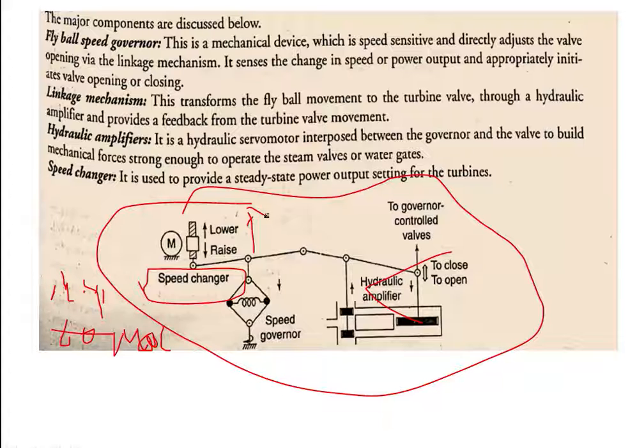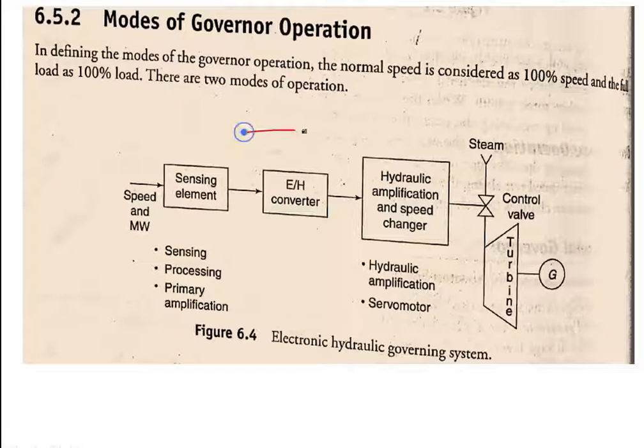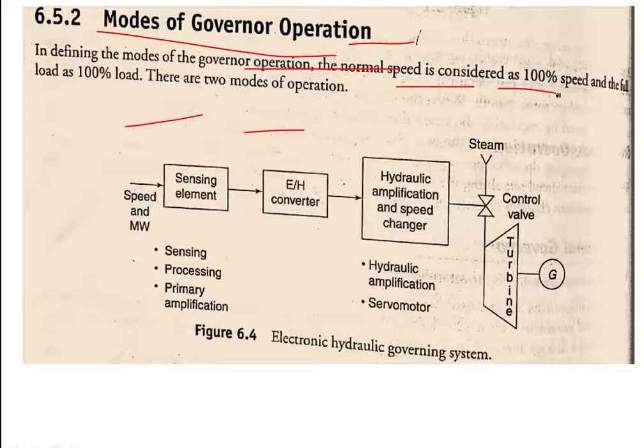The hydraulic amplifier, which amplifies, is nothing but the opening and closing of the valve using the hydraulic mechanism, which opens and closes the complete system. So this is about the complete ALFC control block. Then there are different modes of governor operation. To identify the mode of governor operation, the normal speed is considered as 100% speed and the load is considered as 100%. That is, if the governor is under normal condition, we consider 100% speed and 100% load.